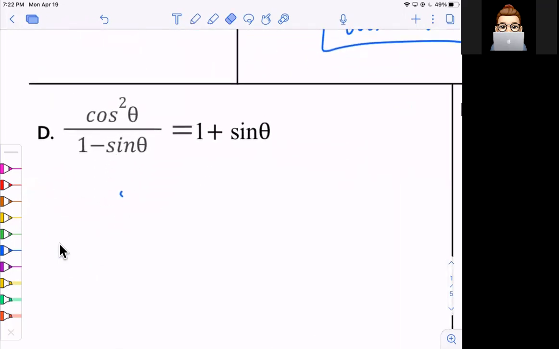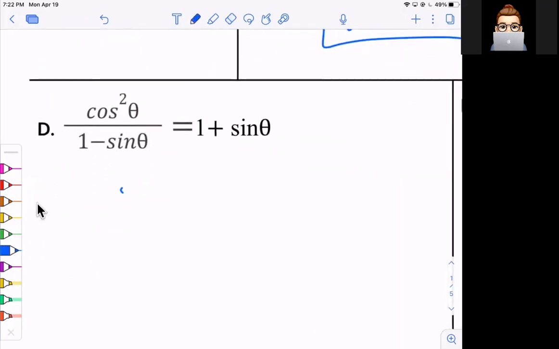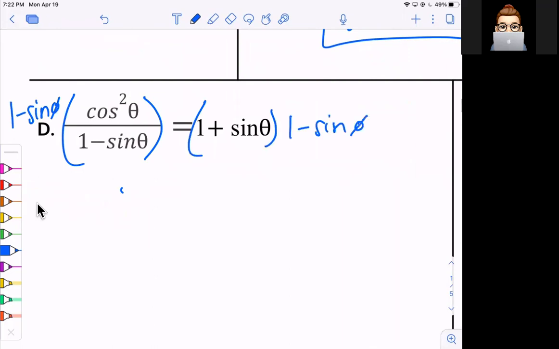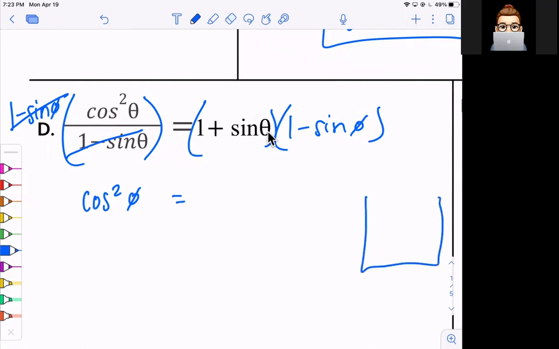One thing that I could do is get rid of the fraction. So I'm going to go ahead and multiply by 1 minus sine theta on both sides. So that's going to mean that this will cancel here and leave me with just cosine squared theta equals, I'm going to go ahead and double distribute or box this. I mean, you could literally do this in the box if you wanted. Kind of a complicated box situation.